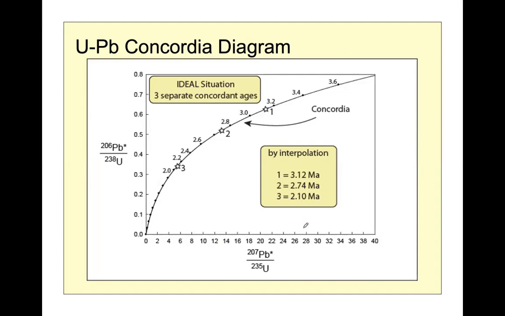So this is an example of a Concordia diagram, and you can see these points 1, 2 and 3, they exactly plot on the Concordia curve. So that means all these 3 points are concordant. So we call it 3 separate concordant edges. That means 3 separate samples may be represented here, right? So if you have multiple analyses on the same sample, you will see some clustering around this edge, right?